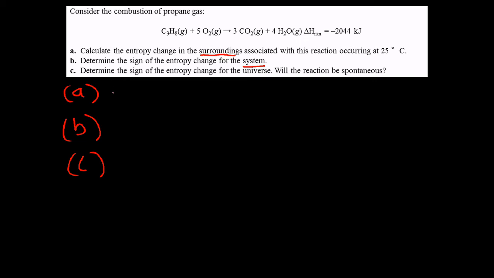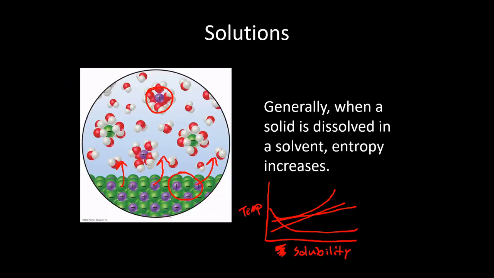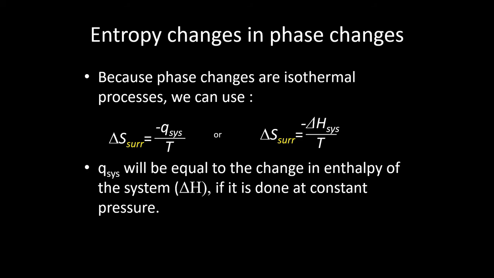All right, so part A. We're asked to find delta S for the surroundings, the entropy change for the surroundings. If that sounds familiar, it's because a few slides back we have this handy little equation: the change in the entropy of the surroundings is equal to negative delta H for the system divided by the temperature.